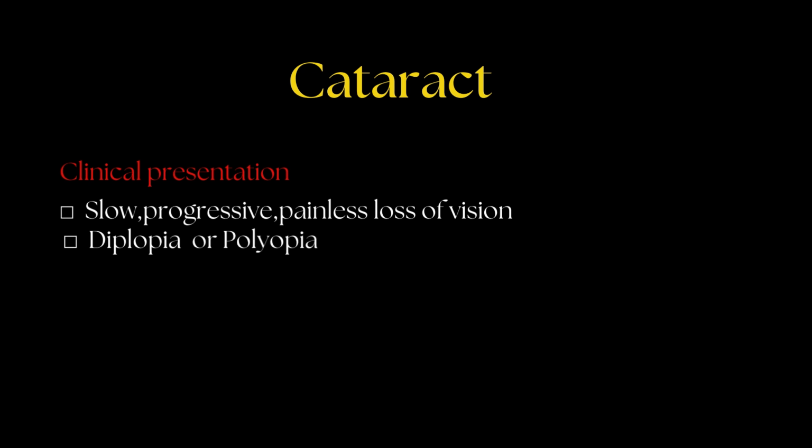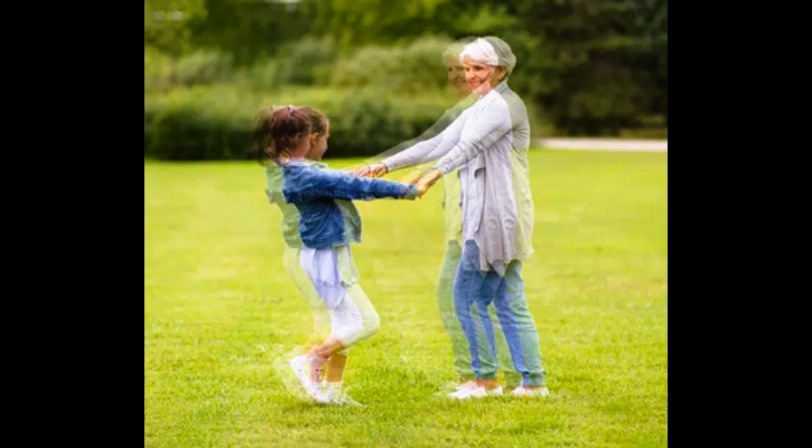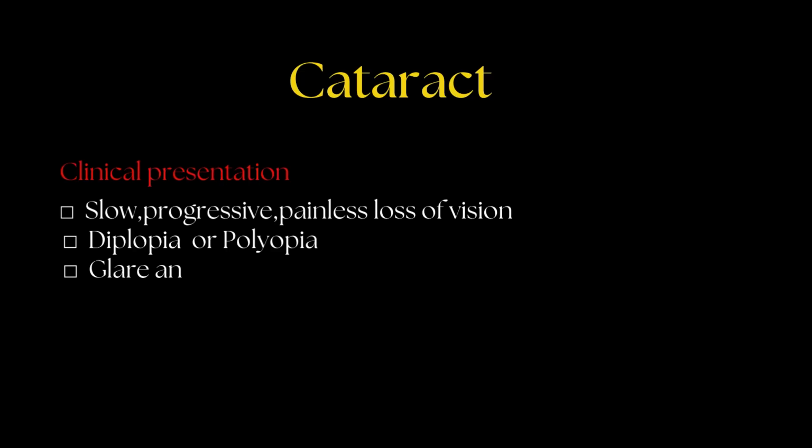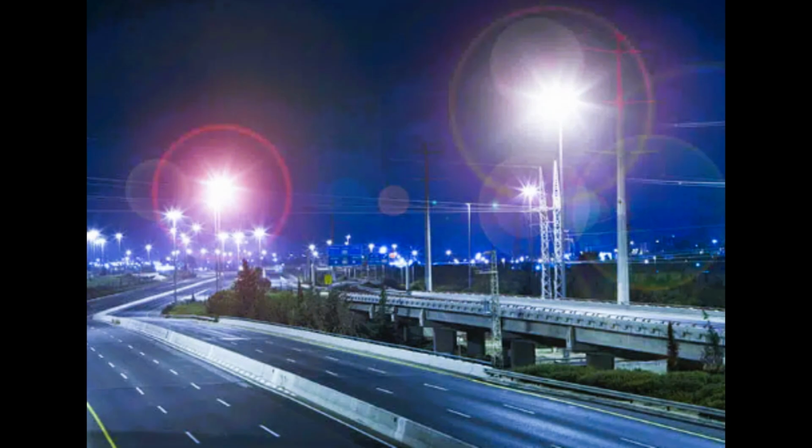Diplopia or polyopia. Some individuals with cataracts experience double vision in one eye. This condition is called diplopia, which can make things appear blurry or distorted. Glare and halos around lights. Bright lights like street lights or headlights may create halos or intense glare, making it harder to see clearly at night. This is a common issue for people with cataracts.